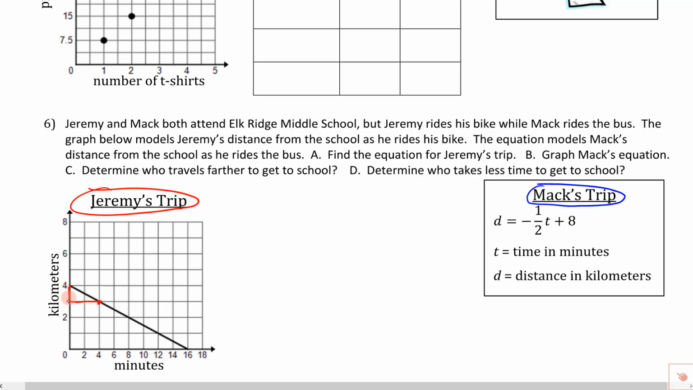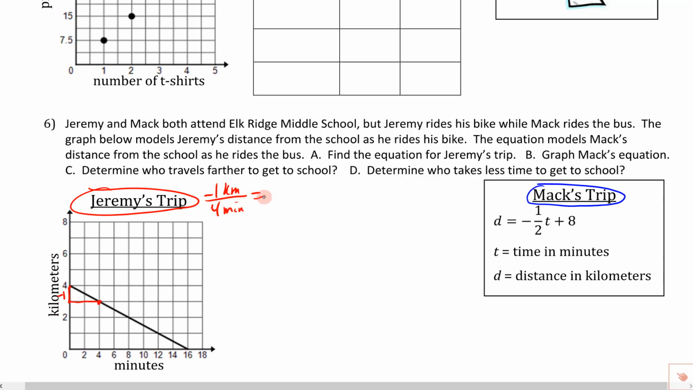This is down from 4 to 3. So this is down 1 kilometer. So I'm going to write -1 kilometer. The rise is -1 kilometer. And then the run, look at how many minutes that is. Okay, that's 2 minutes and that's 4 minutes. So he reduces his distance to school 1 kilometer in 4 minutes.